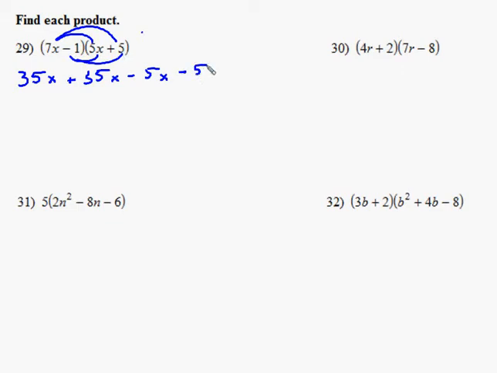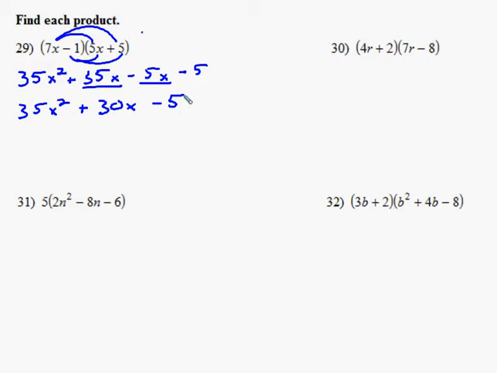And now what we're going to do is look for like terms. I forgot to write this squared here earlier. So we have a 35x squared. There's no other like terms. Here we have a 35x and a minus 5x. Well, we can combine those like terms to get plus 30x. And then we have minus 5.